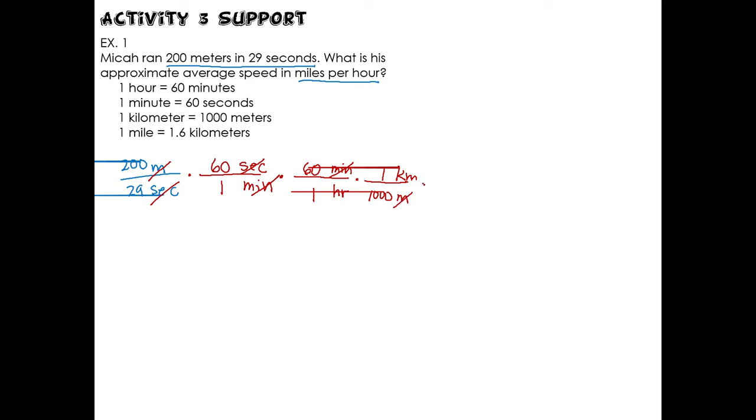1,000 items, let's say. Now from kilometers, I'm going to use my last one right here. So 1 mile is equal to 1.6 kilometers.